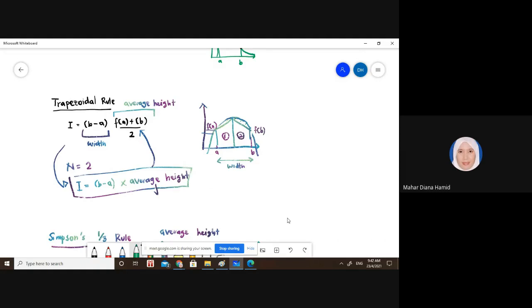graphical representation, if we have 2 segments, the height H here would be B minus A divided by 2. So this is if we have two segments, the width would equal B minus A divided by 2. However, if we only have one segment, then h would equal B minus A. So it depends on the number of segments that you have.